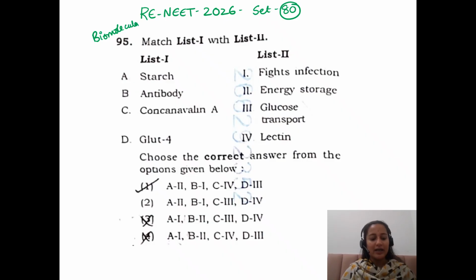Starch is the energy storage. We know this, the stored food material is the starch. And the antibody will be fighting against the infections, that is antigen. GLUT4, glucose transmitter 4 is helpful for the glucose transport. Concavalin A is lectin. So the answer will be 1.